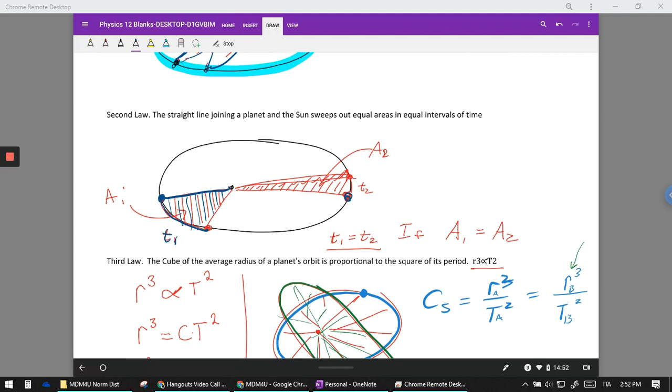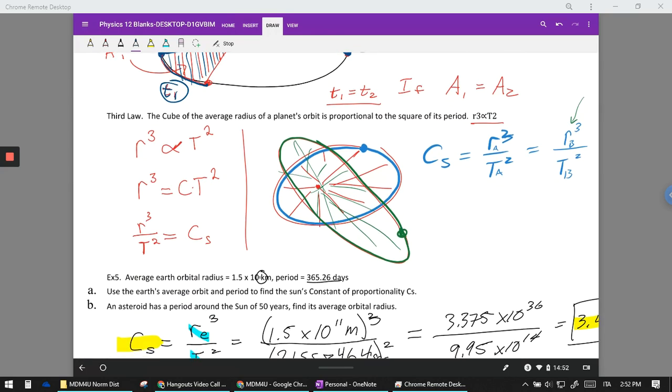Then let's take another point, the same planet, same sun, but later on in its orbit. We'll sweep out another time, and this area here is defined in the same way. The straight line sweeps out this area. If this time and this time are the same, then these two areas are the same. That's one of Kepler's rules that he discovered as well.